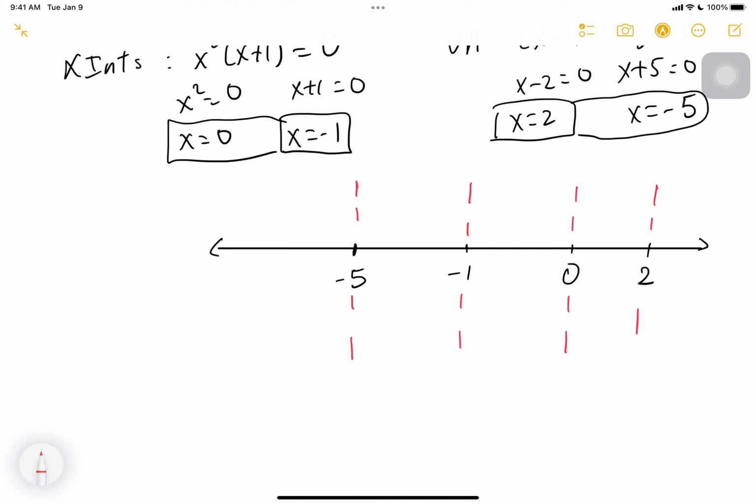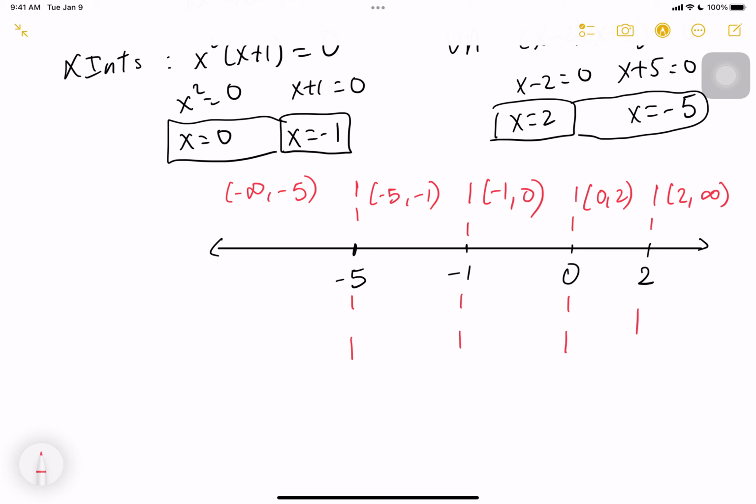It is useful to name each region. So the first region extends from negative infinity until negative 5. The next region is from negative 5 to negative 1. The next region is from negative 1 to 0. And then from 0 to 2. And then the last region is 2 to infinity.